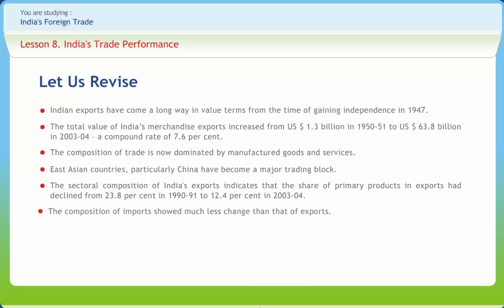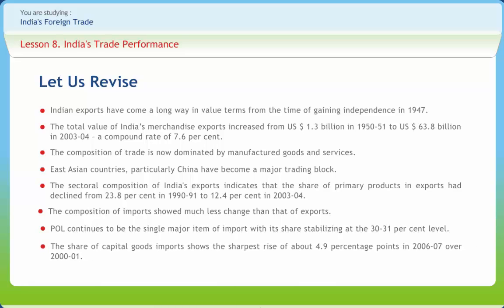The composition of imports showed much less change than that of exports. POL continues to be a single major item of import, with its share stabilizing at 30-31% level. The share of capital goods imports shows the sharpest rise of 4.9 percentage points in 2006-07 over 2000-2001.